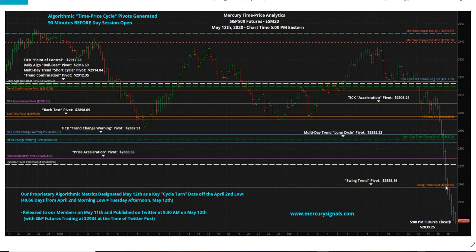And then once that area broke, this is what you got into the futures close at 39.25, which is actually where we're trading right now, 39 as I record this.